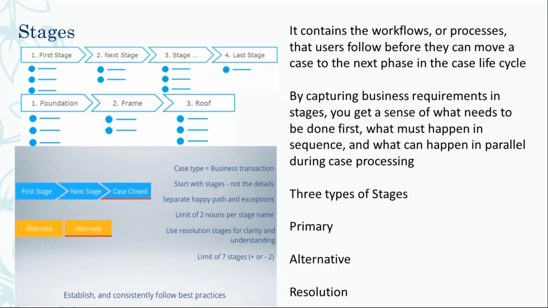And in the case of Pega, there are three types of stages. We call them the primary stage, the alternative stage, and the resolution stage. What do we mean by the primary stage? Every process doesn't go through the normal course of action. If you go for a purchase, the customer buys it and it is delivered, that is a happy path. All the stages involved in a happy path we call the primary stages.